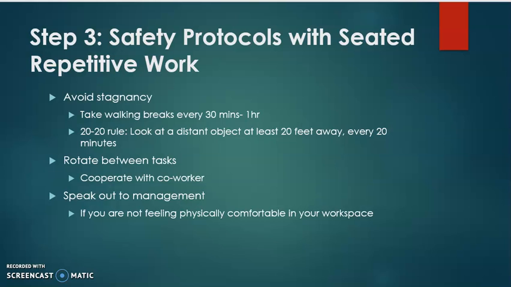I find it pretty helpful to set a timer and take small breaks every 30 minutes to an hour, just to walk around to increase blood flow and ease stress on the body, and also to avoid eye strain. When avoiding eye strain, they say that you should be doing the 20-20 rule, so looking at a distant object at least 20 feet away from you every 20 minutes to make sure that you avoid eye strain. And this also helps with productivity in the long run. It's also quite helpful to rotate between tasks.